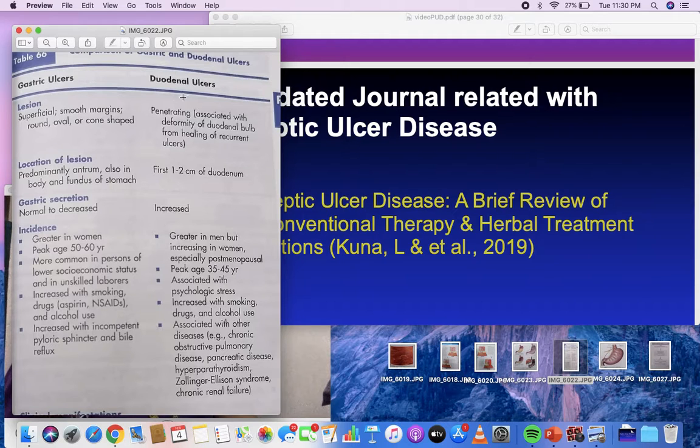While for duodenal ulcers, here are the incidents. It's greater in men, but increasing in women, especially postmenopausal. Peak age is 35 to 45 years old. Associated with psychologic stress, increased with smoking, drugs, and alcohol use. Associated with other diseases, for example COPD or chronic obstructive pulmonary disease, pancreatic diseases, hyperparathyroidism, Zollinger-Ellison syndrome, and chronic renal failure.